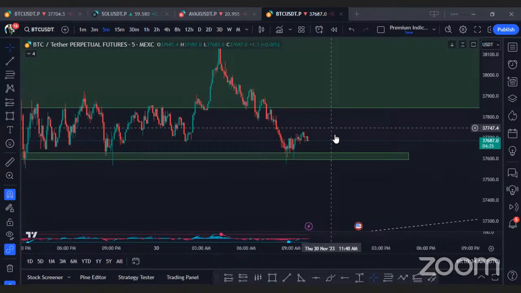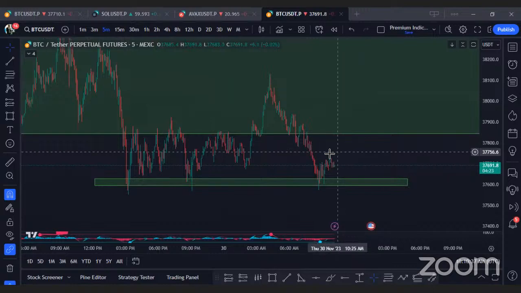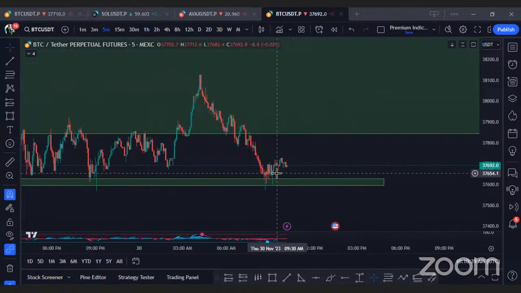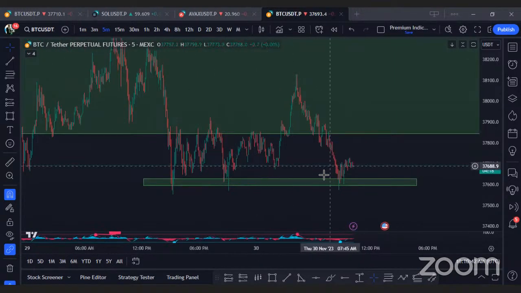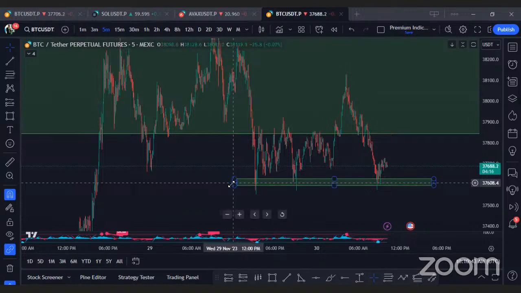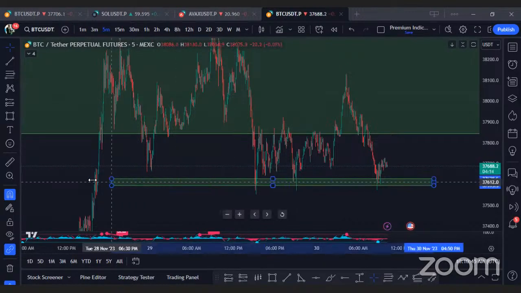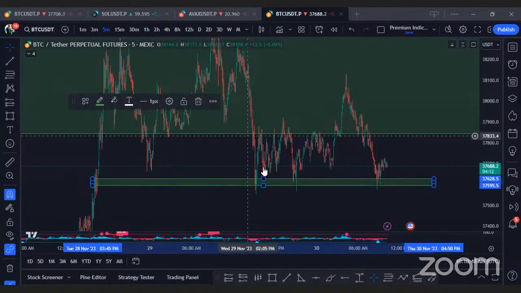Instead of shorting from here, I should be looking for long anyway. On the 15 minutes time frame, I don't know, because we've been rejecting at this area here. BTC has been using this area strongly, and stuff like that.